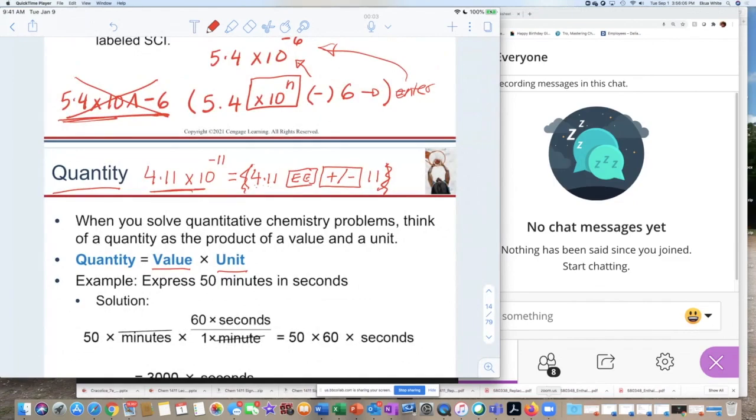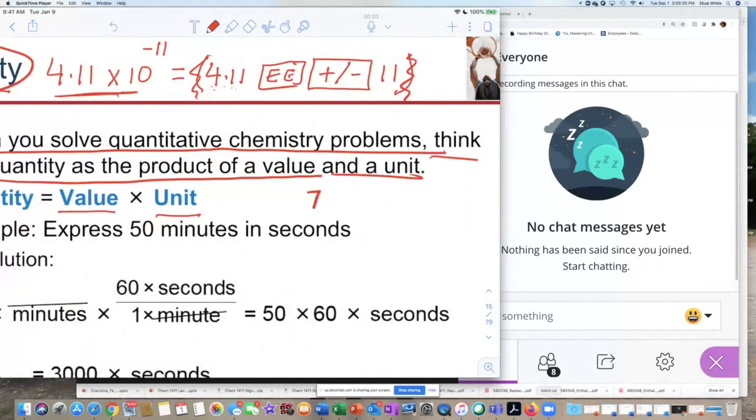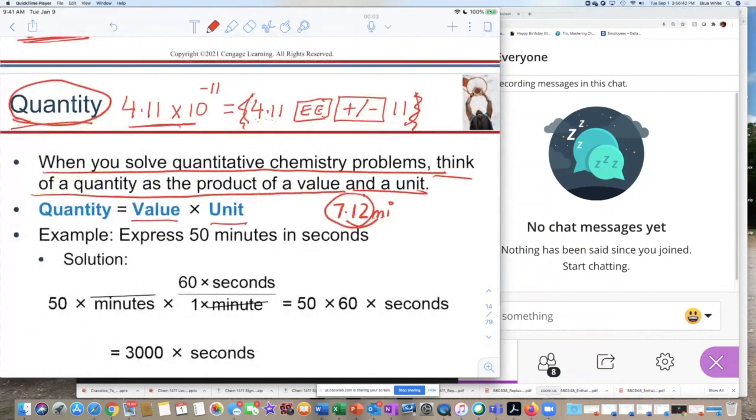Okay, so we will move on to the next part, which is dealing with conversions and quantities once you're given a problem. So we're told here, when you solve quantitative chemistry problems, problems with measurements and numbers, think of the quantity as the product of the value and a unit. So here, if you're given, say, 7.12 miles, think of these two as a number and a unit that are multiplied. That means when you're working out a problem, the unit can be canceled out while the number remains intact.